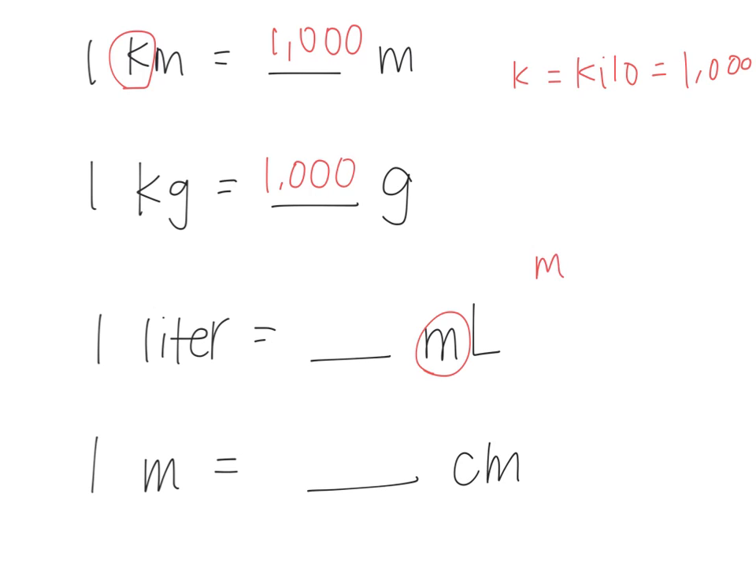Now, milli, this M here stands for milli. Liters measures volume, so how much stuff can fit inside of something else. So 1 liter is equal to 1,000 milliliters. Write it down.